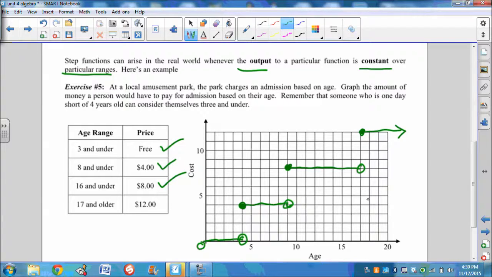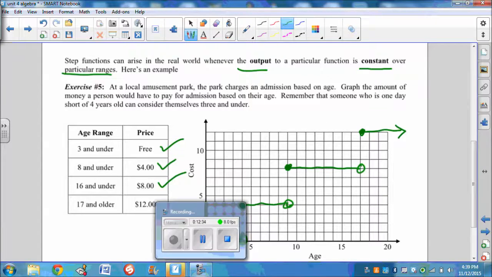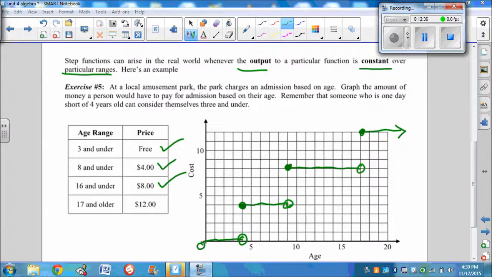Okay, so very practical application of that step function. All right, we're going to practice some more in class. We're going to do some other examples along with the homework.